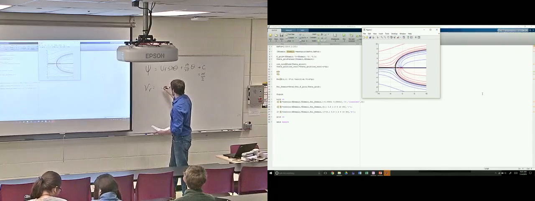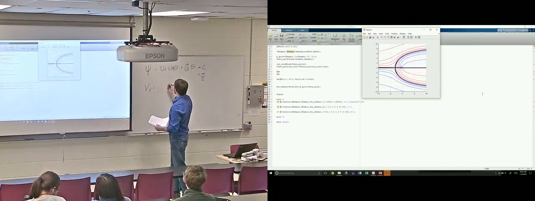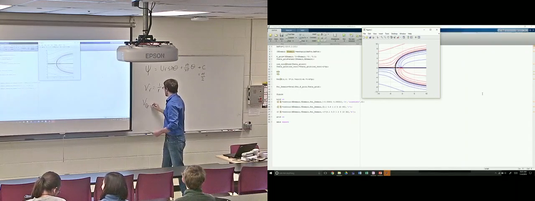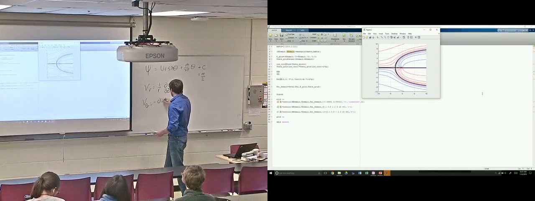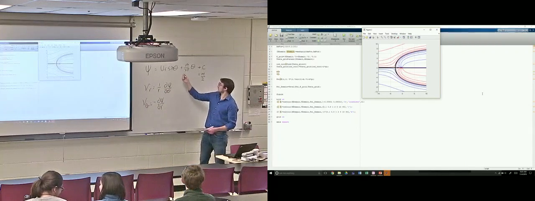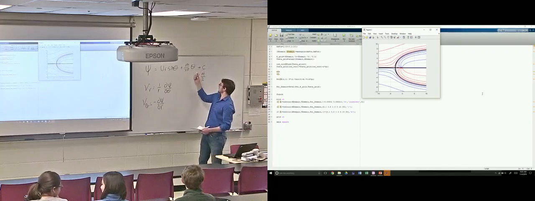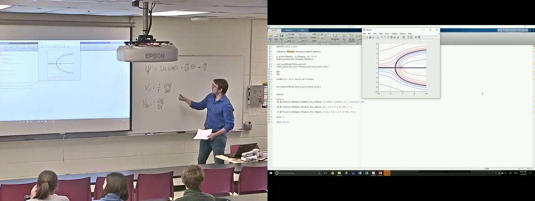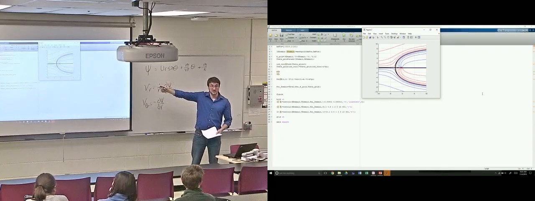Vr is equal to 1 over r dψ/dθ, and Vθ is equal to negative dψ/dr. So just by taking the respective derivatives of this function, we can get the velocities everywhere in the field, right?